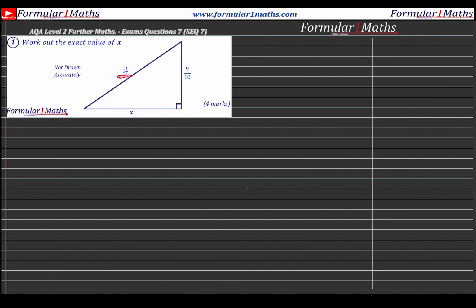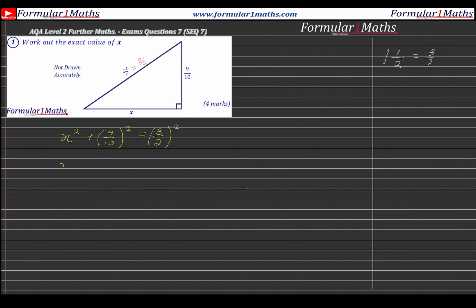I'll change 1.5 to an improper fraction. So 1.5 is equal to 3 over 2. I can now go ahead and use Pythagoras theorem as stated before, and that will be x squared plus 9 over 10, all of that squared, must be equal to 3 over 2 squared.